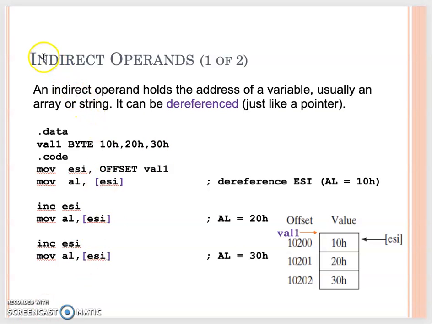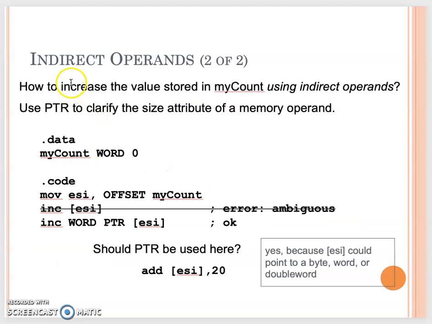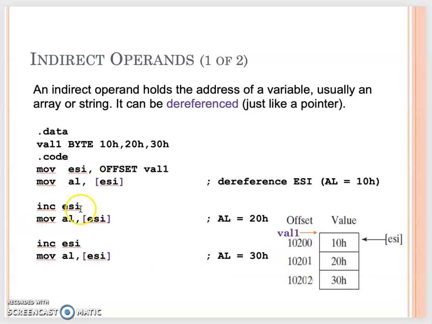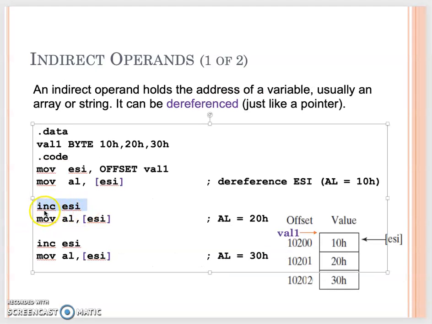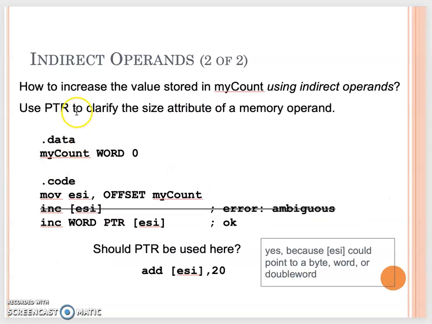So after you understand the indirect operand, we see one more example. If you want to increment with the indirect operand, you also need to be careful. Incrementing ESI increments the memory operand value in the ESI. So sometimes you need to be careful. If you want to increment the location value, then it will be different. So we see here how to increment the value stored by count using the indirect operand.